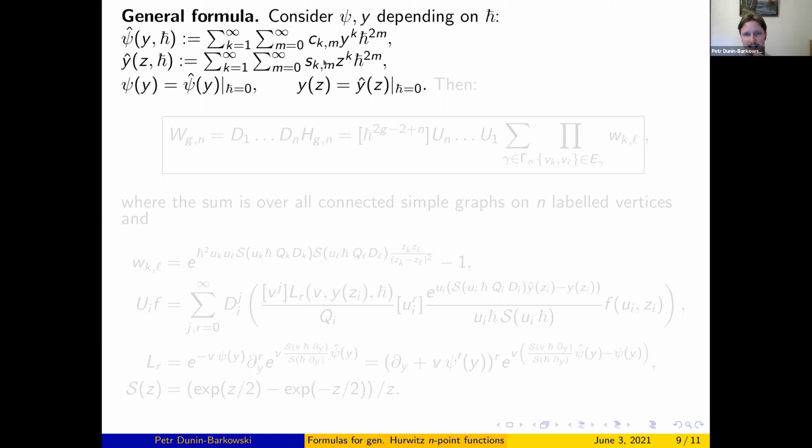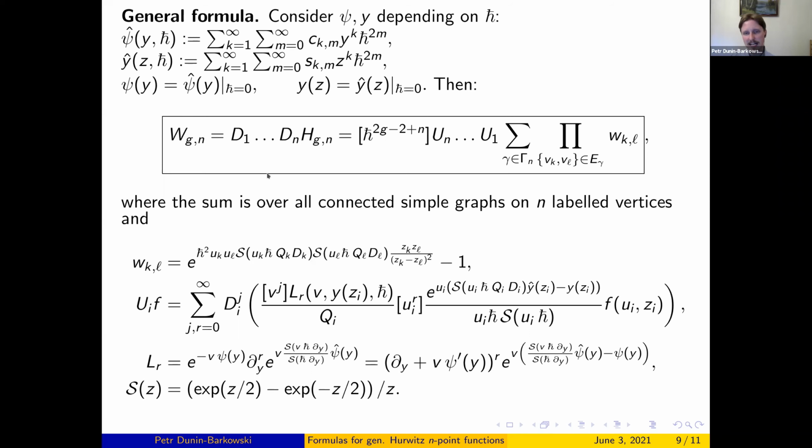So when they are formal power series of this sort, where the coefficients ckm and skm are just numbers and h bar enters the picture, we call them psi hat and y hat here, and psi and y are what you get when plugging h bar to be 0. And the general formula looks like this.